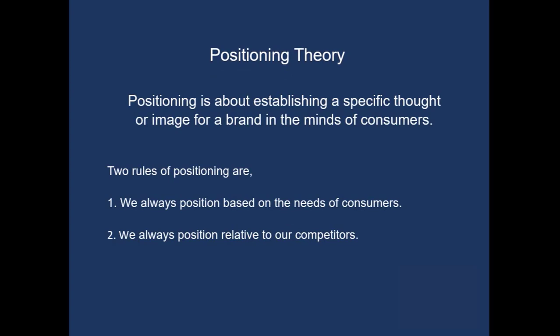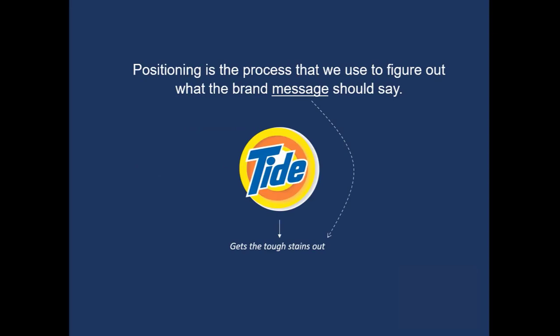Two rules of positioning are, first, we always position based on the needs of consumers. The second rule is we always position relative to our competitors. This means we do not want to copy our competitor's brand message. If we copy our competitor's brand message, we are not differentiating our brand. Positioning is the process that we use to figure out what the brand message should say.